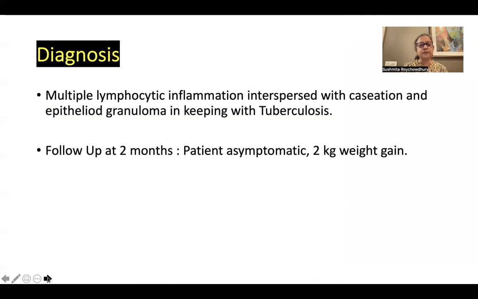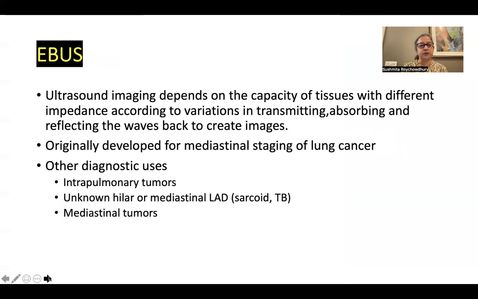So we did an endobronchial ultrasound, which showed multiple lymphocytic inflammation interspersed with caseation and epithelioid granuloma, which was in keeping with TB. On follow up, the patient is asymptomatic, with a 2 kg weight gain, and completed his treatment. So a little bit about endobronchial ultrasound.